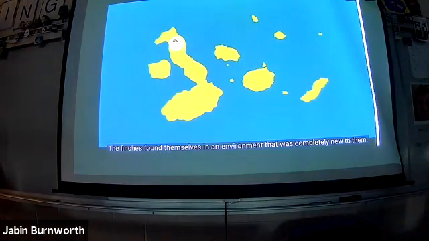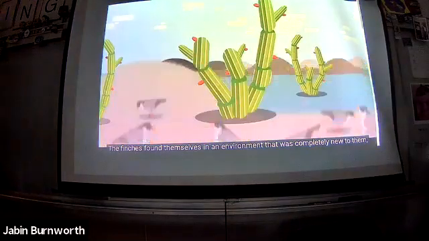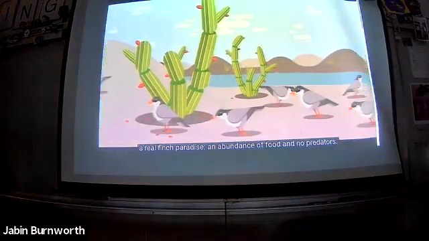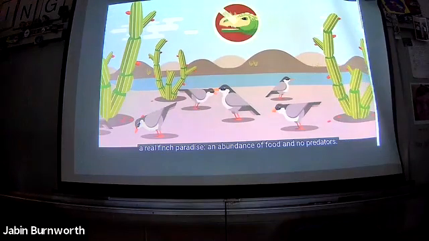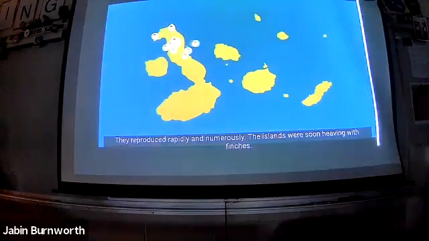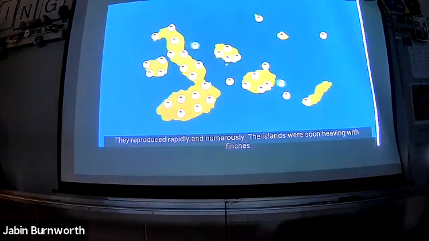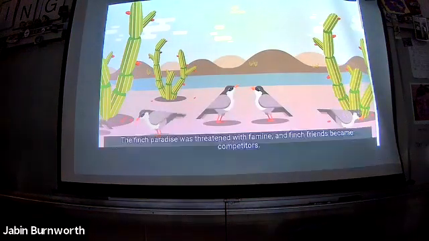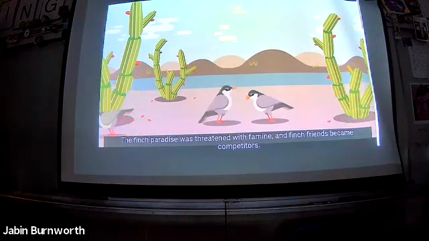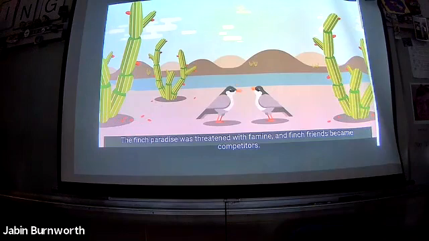The finches found themselves in an environment that was completely new to them, a real finch paradise, an abundance of food, and no predators. They reproduced rapidly and numerously. The islands were soon heaving with finches. This meant that food supplies became increasingly scarce. The finch paradise was threatened with famine, and finch friends became competitors.